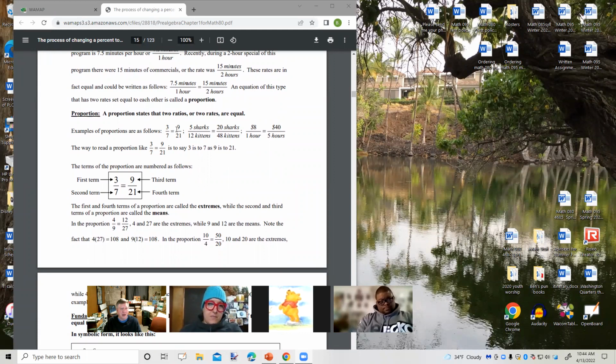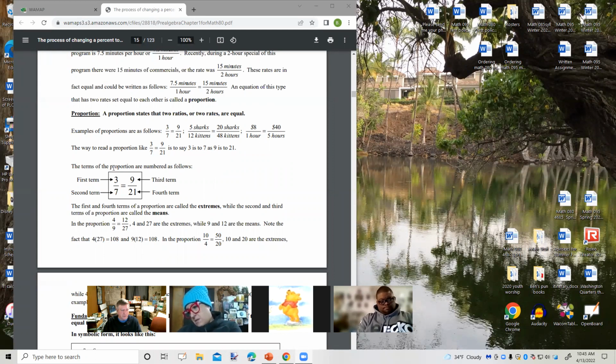3:7 as 9:21. 5 sharks is to 12 kittens as 20 sharks is to 48 kittens. $8 per hour is equal to $40 per 5 hours. Okay, and again, the way to read a proportion like this is to say 3:7 as 9:21. All right, any questions about that?